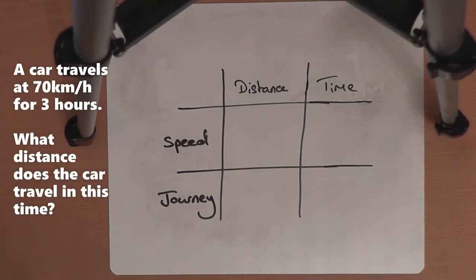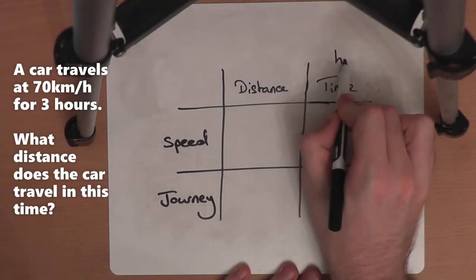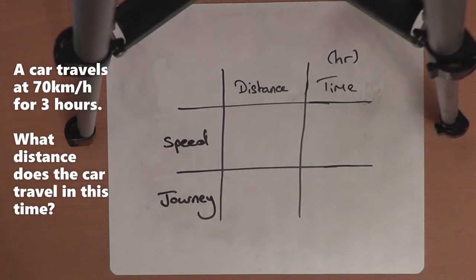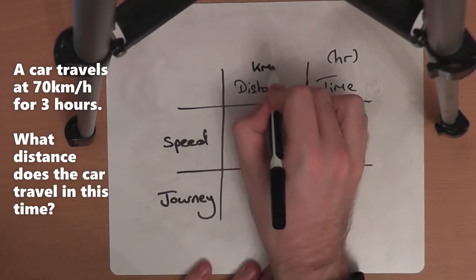Once we've drawn our table, we're going to make a note of the units being used as well. What units are we using for time? Well, we must be talking about hours because there is a mention in the question of hours. And what units are we talking about for distance? We're going to have to unpick that a little bit, but look at the speed. It's 70 kilometers per hour. We must be talking about kilometers as the distance unit.